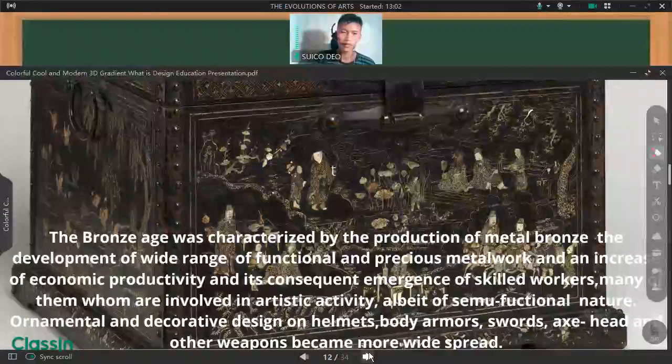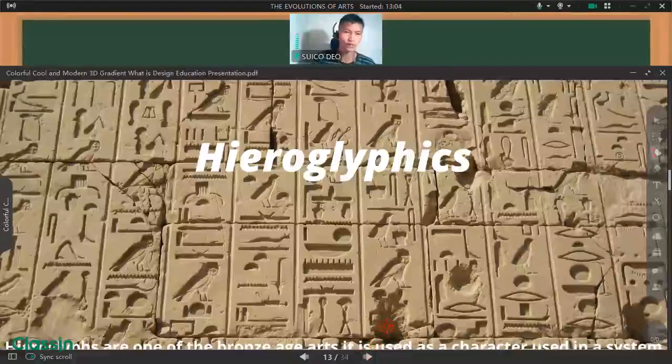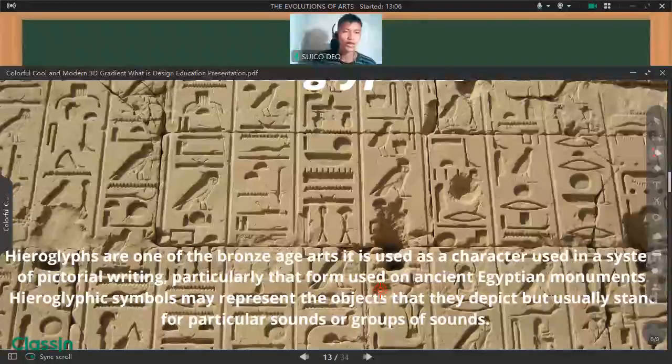The example of these arts of the Bronze Age are hieroglyphics. Hieroglyphs are one of the Bronze Age arts. It is a system of pictorial writing, particularly that found on ancient Egyptian monuments. Hieroglyphic symbols may represent the objects that they depict, but they usually stand for particular sounds or groups of sounds.